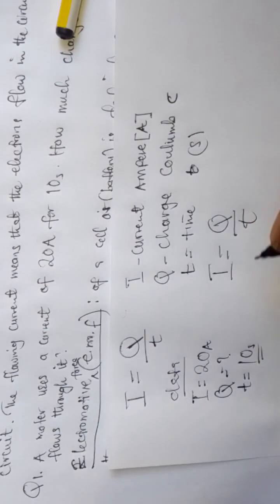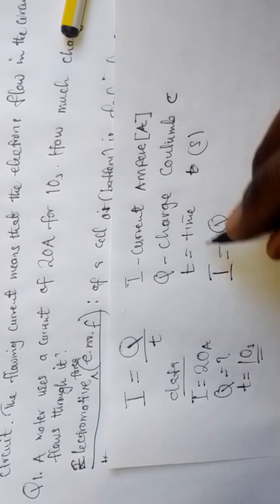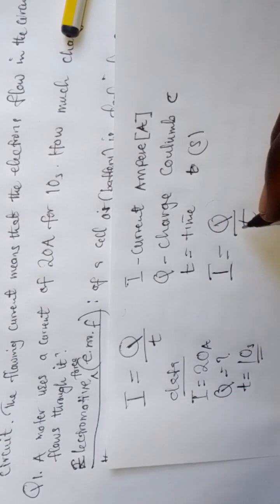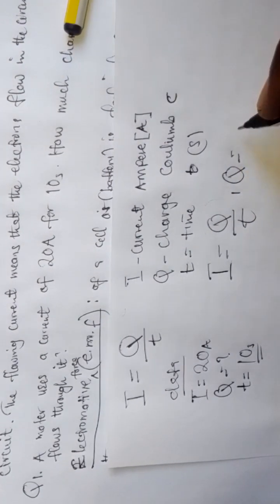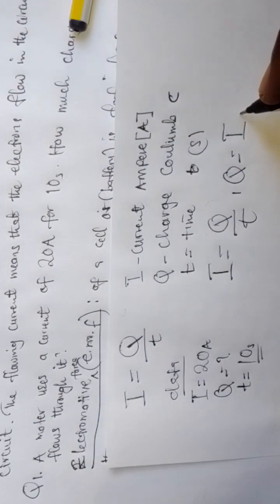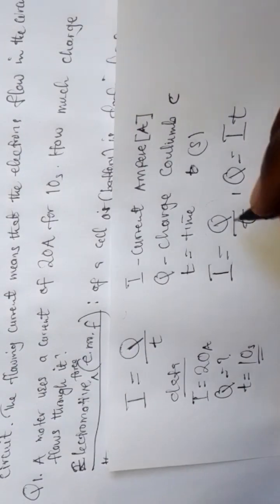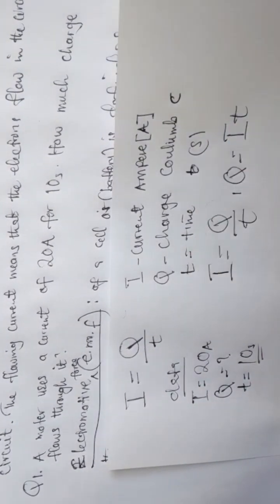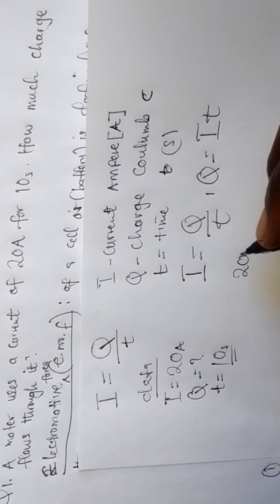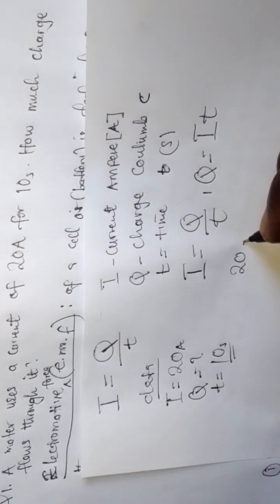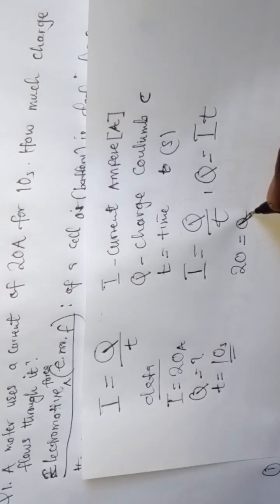Then you can just substitute the values that we have. If you have difficulties in making Q the subject of the formula, you can just substitute the values. But here we can say charge is equal to current multiplied by time. Or we just use this one, substitute the value that we have. Current we have 20. That's the current that we have. Then it's equal to our charge, which we don't know. It's the one that we are looking for.